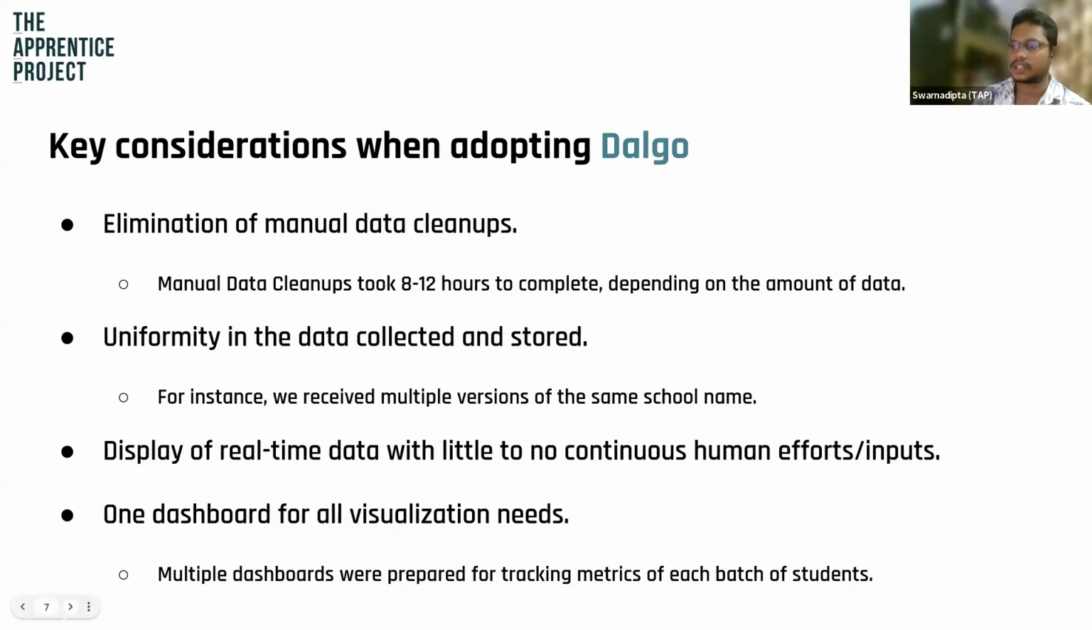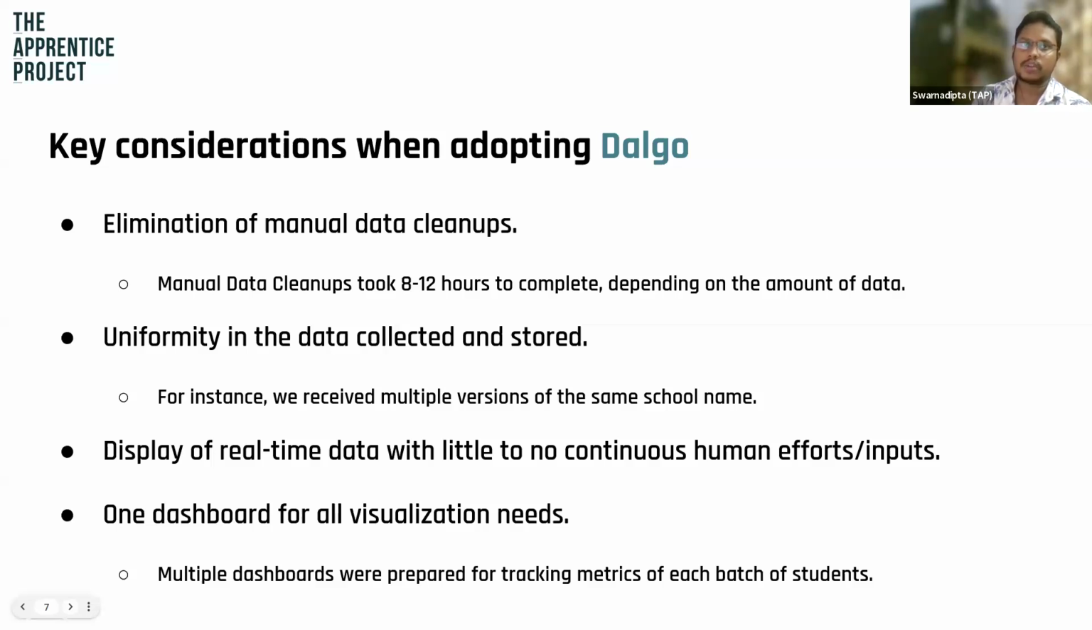So before going into why we adopted Dalgo per se and not some other platform, we have a key consideration. Basically, we have an elimination of manual data cleanups. Like Ishan mentioned, most of the cloud platforms that we have, Google or AWS, don't exactly support what we as an NGO seek. So in this case, Dalgo was very helpful. We focused on how we could eliminate manual data cleanups, which used to take us around 8 to 12 hours to complete the entire work, depending upon the amount of data.